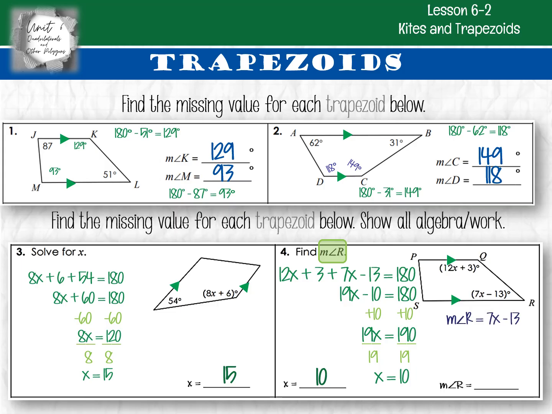Okay, measure of angle R. We have an algebraic expression for that: 7x minus 13. And now we know our value of x. So let's plug it in. So 7 times 10 minus 13, calculate, you get 57 degrees for the measure of angle R.